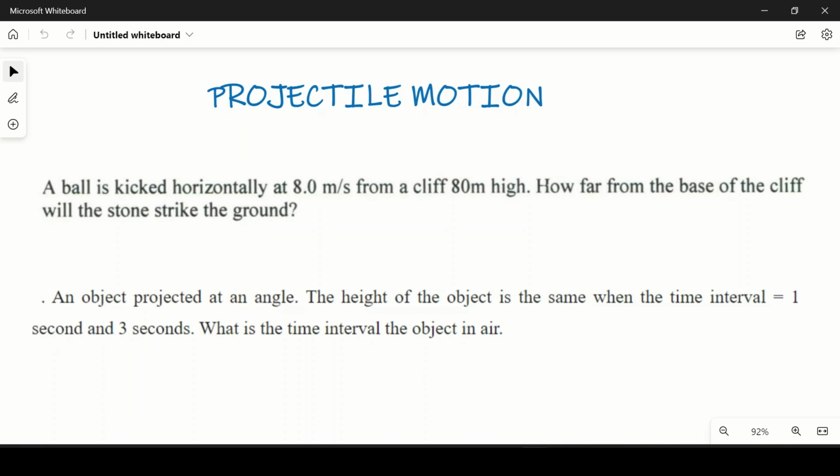In today's video, we will solve two problems based on projectile motion. In previous videos, we have already covered the formulas for range, maximum height, and time of flight for projectile motion. If you want to watch, you can go to our playlist and watch those videos. Now let's solve these two problems.